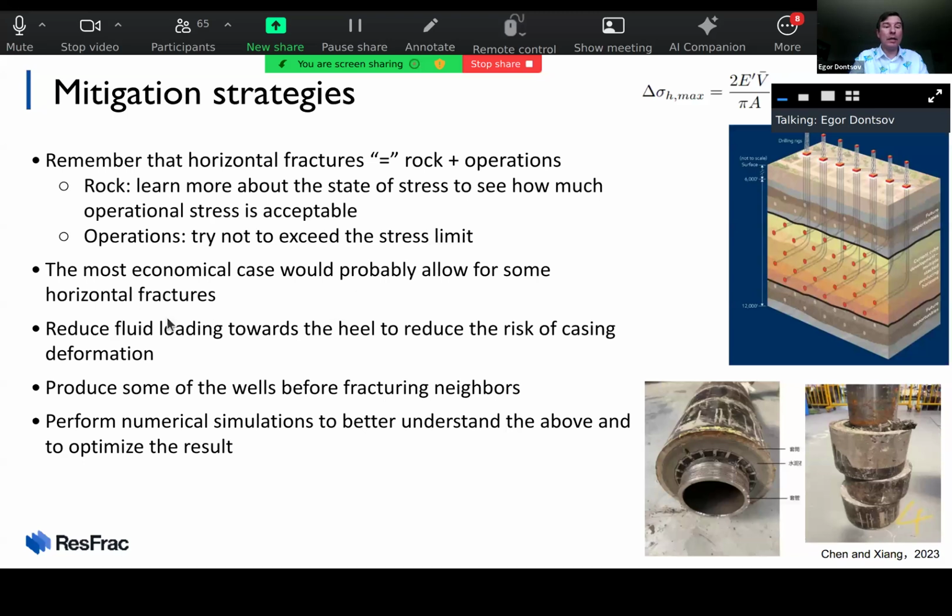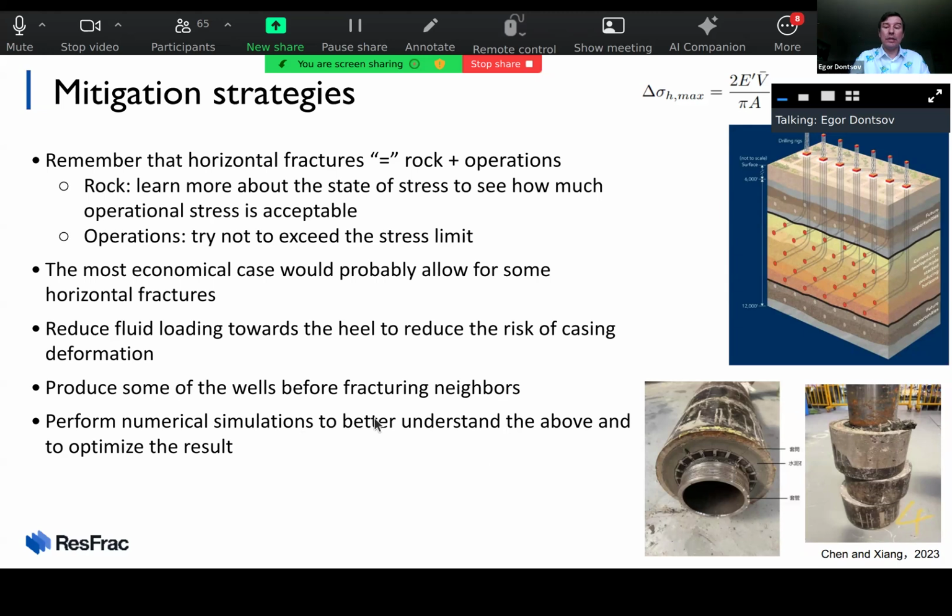So one thing that operators can do is to reduce fluid loading, because again, maybe you skip a stage or two, or maybe you just pump less or at a lower rate. And this generally reduces stress shadow, and so reduces the risk of casing deformation. So some operators just completely skip a few stages in the heel of the well, just in case. And also, you can produce some wells before fracturing neighboring wells. Again, you withdraw the fluid, so you reduce the state of stress.